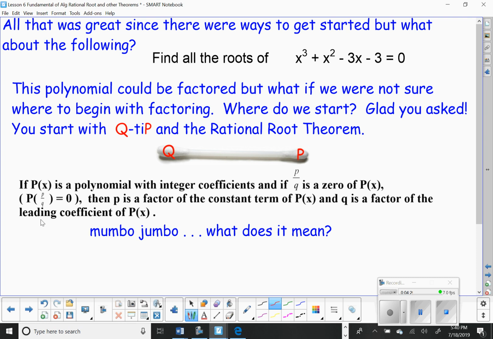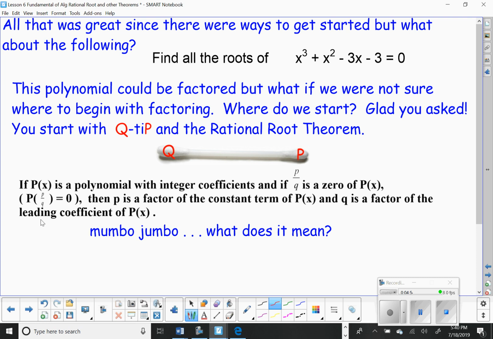So we're going to start with some very easy things that have got nice, easy solutions. So don't look too far ahead. Pretend like you don't recognize grouping here. This polynomial could be factored, but what if we were not sure where to begin? Where do we start? And it's not an x to the 4th. It's not in quadratic form, and it doesn't have a greatest common factor. Well, you're going to start with the q-tip and the rational root theorem.